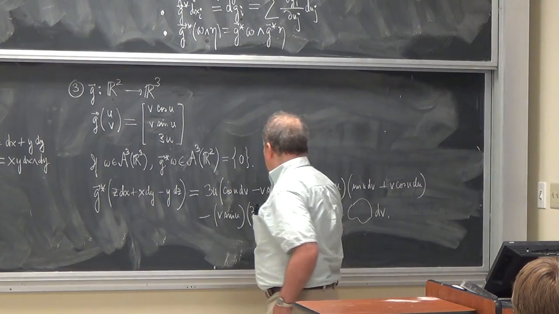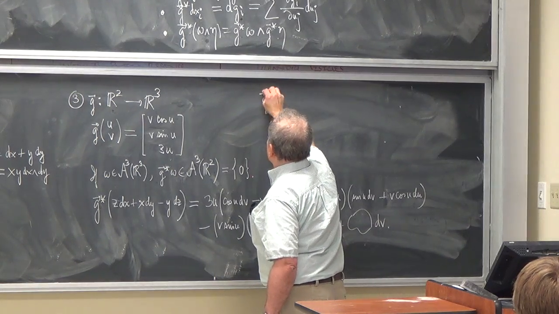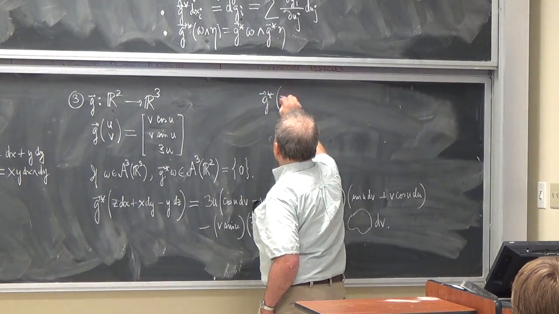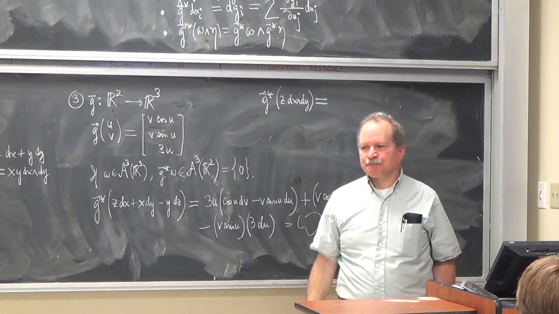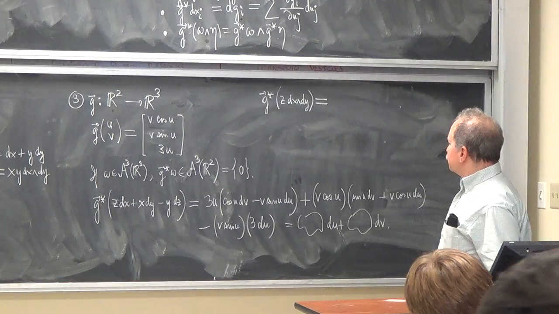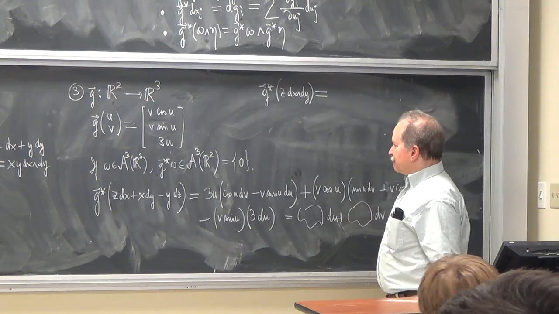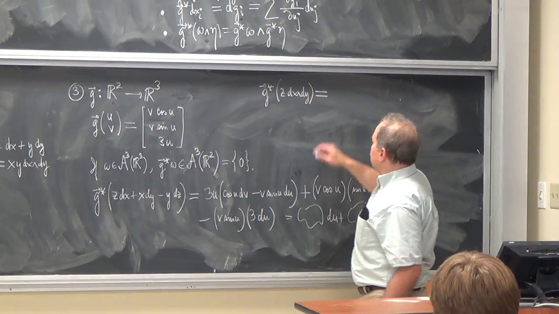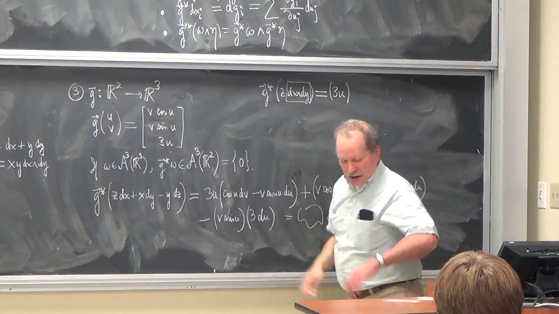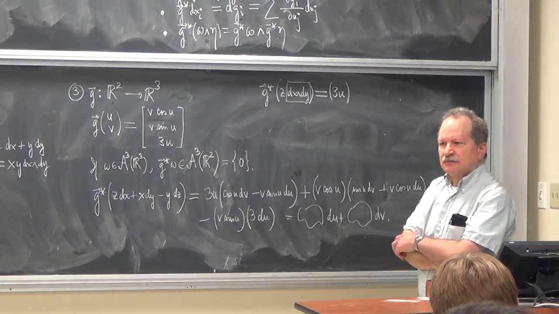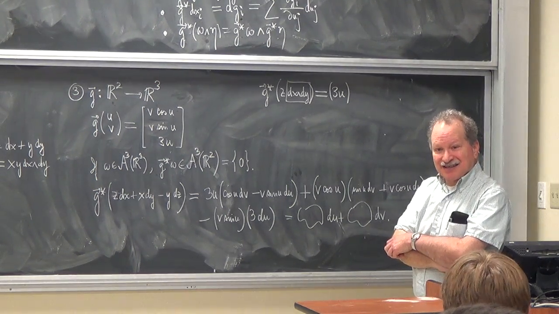Now, suppose I asked you, what's the pullback of, say, z dx wedge dy? What would it be? So I have z, it just pulls back to 3u. Now, how do I pull back dx wedge dy? You have to use a wedge rule. It's dx, so you pull back dx.